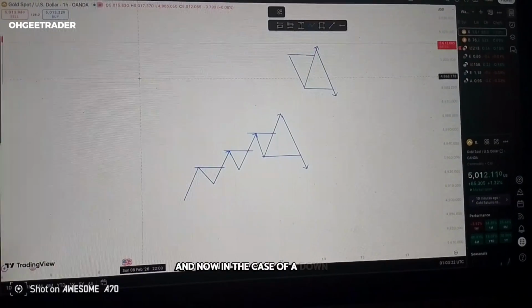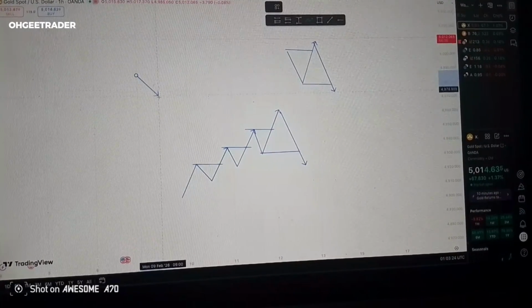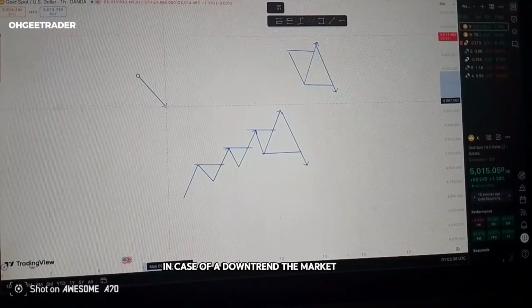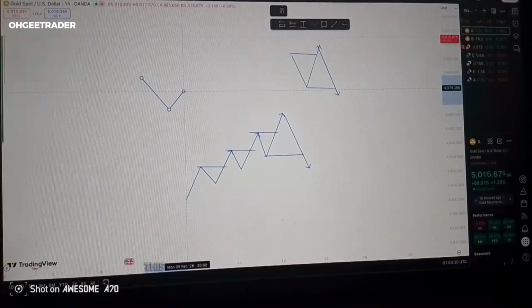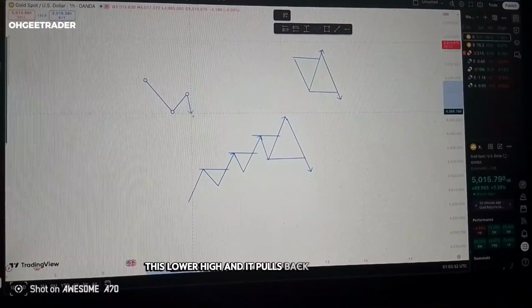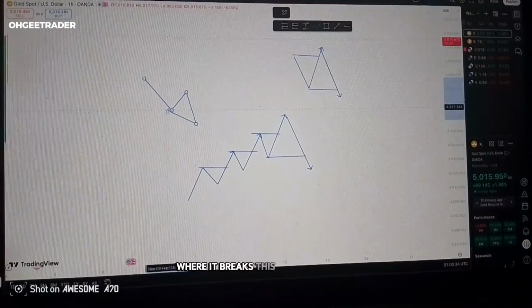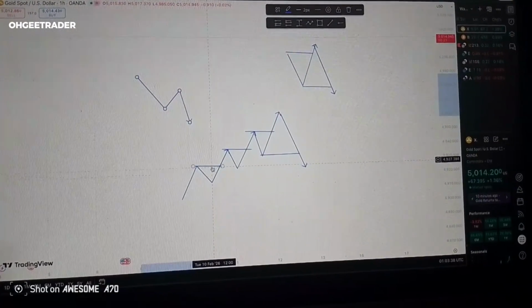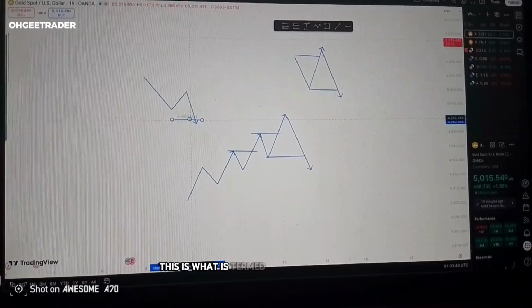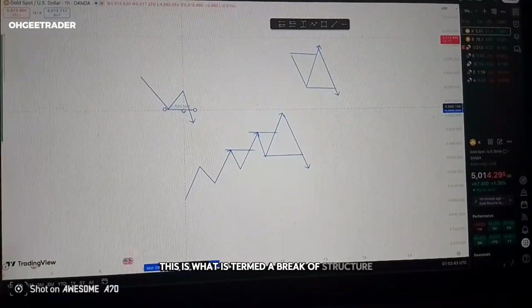And now in the case of a downtrend, the market forms this lower low here. Once it pulls back to form this lower high, and it pulls back down, this area where it breaks this lower low here, that's what is termed a break of structure. This is what is termed a break of structure, this area here.